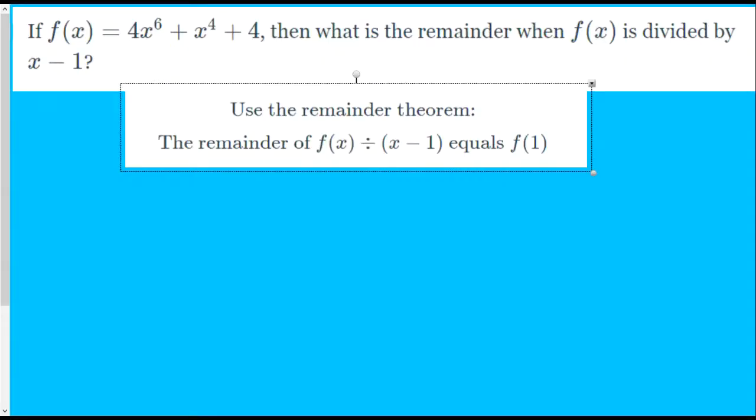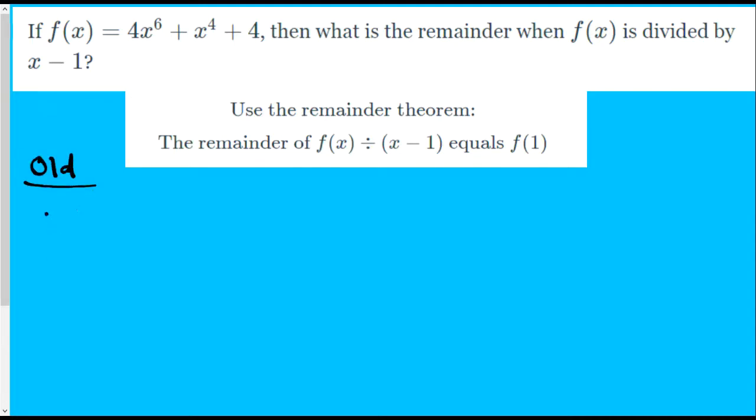The first one says, if f of x equals 4x to the 6th plus x to the 4th plus 4, then what is the remainder when f of x is divided by x minus 1? Well, you might be thinking, oh, remainders, that's easy. I can do it the old way, setting it up with synthetic division. I'm dividing by x minus 1, so my synthetic divisor is going to be positive 1.